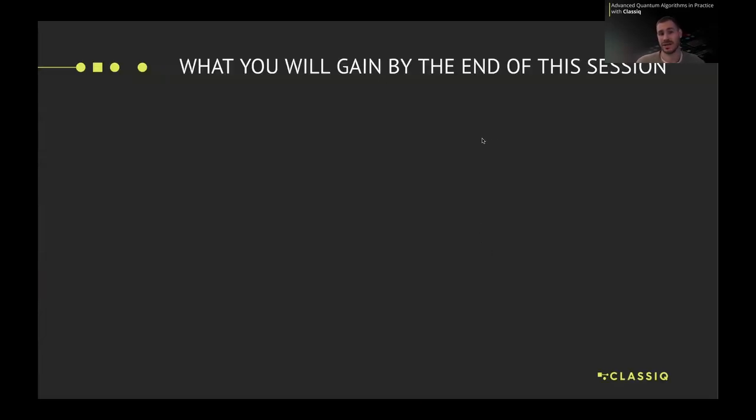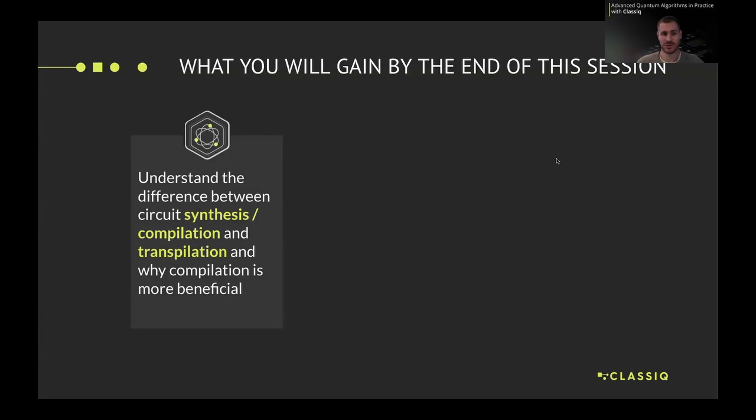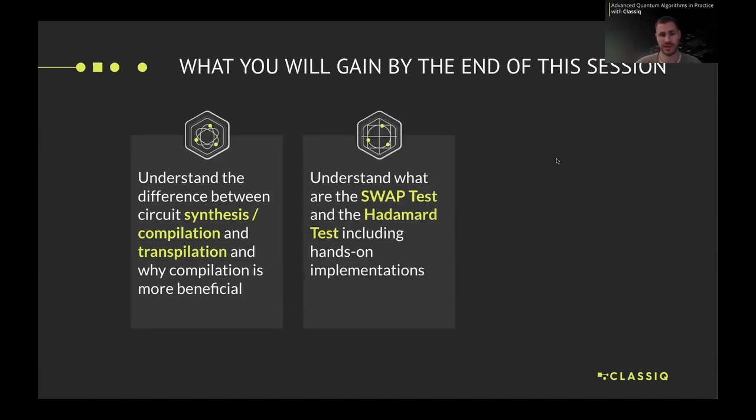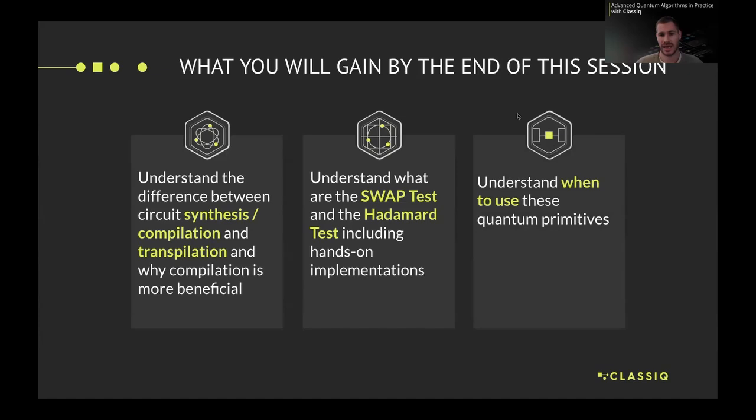So what you will be gaining by the end of this session today. First, you understand the difference between circuit synthesis or compilation and transpilation and why compilation is more beneficial. This is a topic from the first session. I want to touch on a few things following the homework assignment that you had and following some questions from the Discord channel, so we'll start with this. Then I want you to understand what the swap test and the Hadamard test are, including some hands-on implementations that you will be doing in today's session and also in the homework assignment. And you understand when to use these quantum primitives. These will be the first two quantum primitives we'll see.